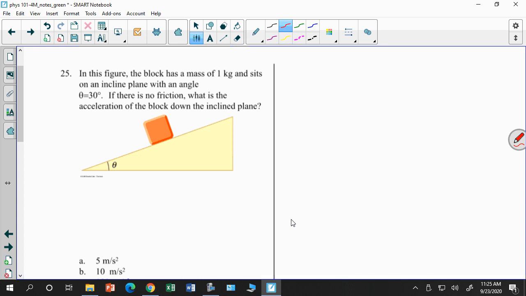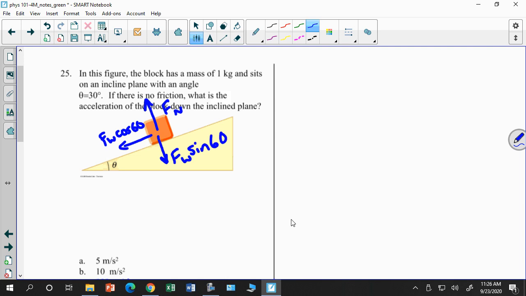All right, so the block has a mass of 1 kilogram, and it sits on an inclined plane, and I want to know what is the acceleration of the block down the inclined plane. By this point, you should just be able to draw your resolved vectors. So I'm going to skip step 1. If that bugs you, just go with step 1. So I have Fn. I have no friction, so really all I have is Fw. So this is Fw sine of 60 and Fw cosine of 60.